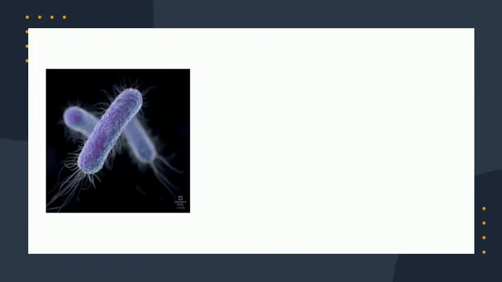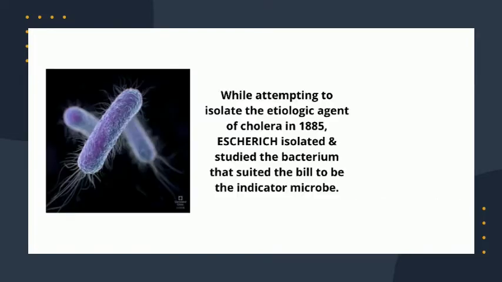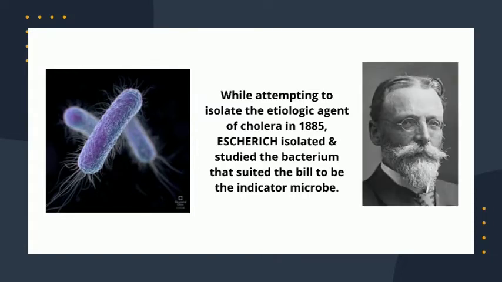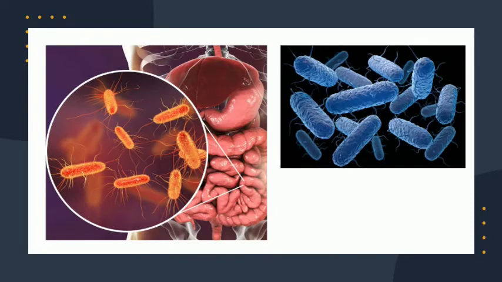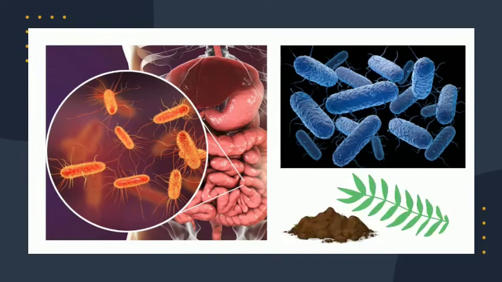The history behind Escherichia coli as the indicator microbe goes like this. In 1885, Escherich, while attempting to isolate the etiologic agent of cholera, isolated and studied the bacterium that suited the bill to be the indicator microbe. It was named E. coli after the discoverer's name, and coli because its origin is in the human large intestine, and so this was taken to be the ideal indicator microbe that was different from Enterobacter aerogenes, which is found on plant surfaces and in soils.